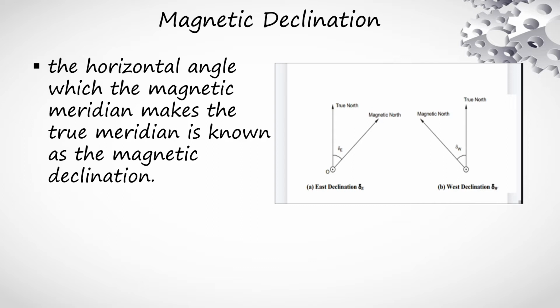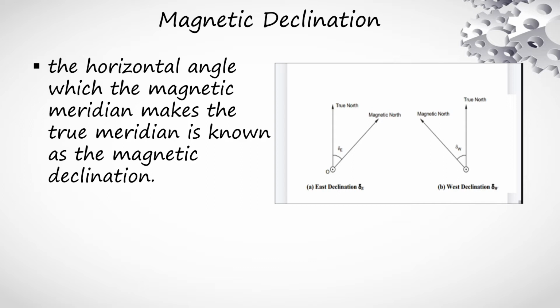The horizontal angle which the magnetic meridian makes with the true meridian is known as the magnetic declination, or simply declination, of the needle at that place. When the needle is deflected towards the east of the true meridian, it is said to be east declination, and west declination when it is deflected towards the west of the true meridian.